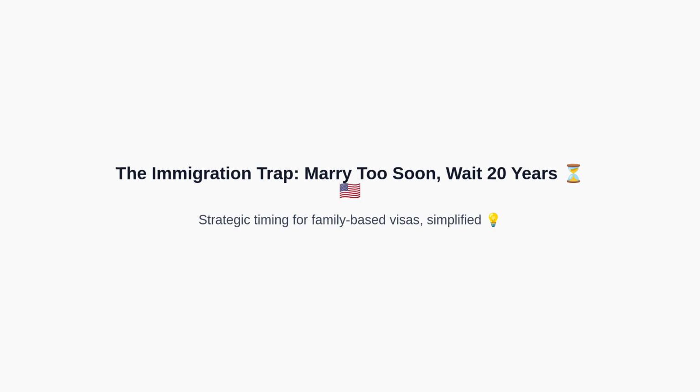Welcome to today's video. First, we will explore how the timing of marriage can drastically change your U.S. family-based immigration timeline. Then, we will unpack the difference between the F1 and F3 categories, explain an optimal path that avoids decades-long delays, and show you how to use the VisaBulletin. Finally, we will summarize key takeaways and include a brief quiz to check your understanding.